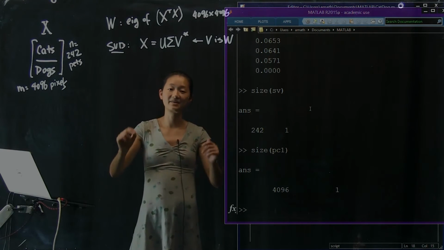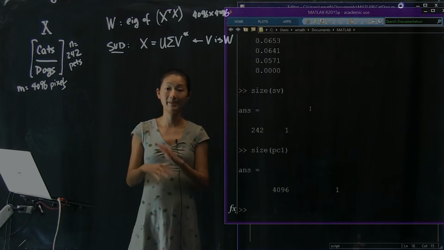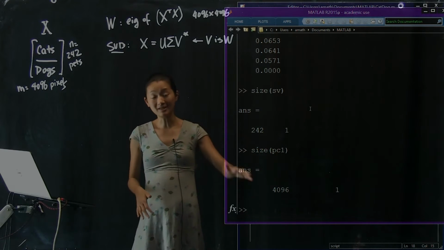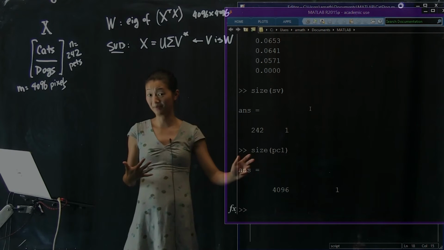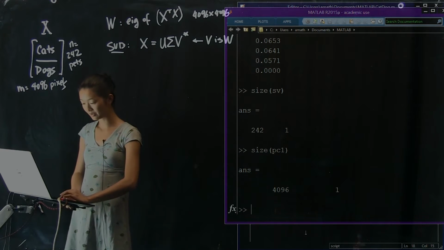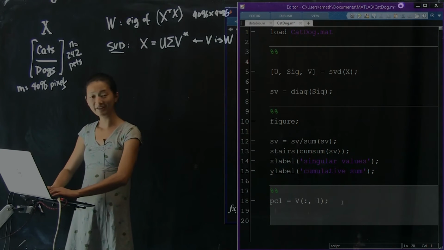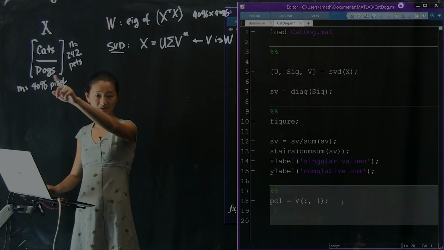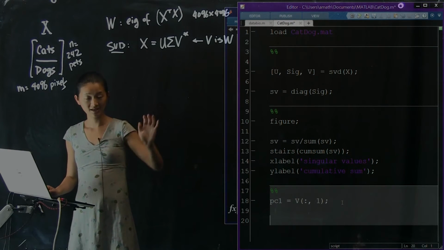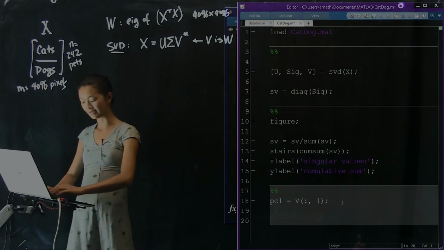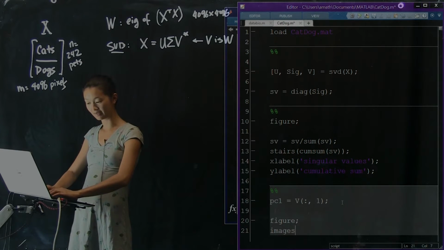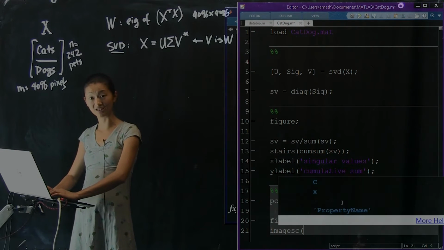It's like another picture of a pet that never existed. But to some extent, you can think of this as like a canonical pet. All right? So to drive that message home, let's look at it, right? Because it has the same dimensions as the number of pixels we have, we can literally reshape it as an image and visualize the first principal component as an image.